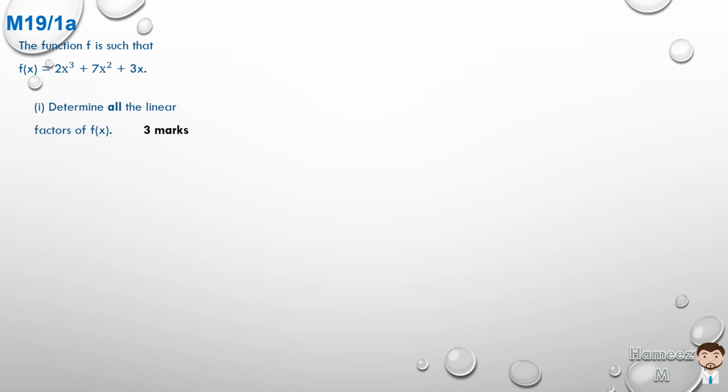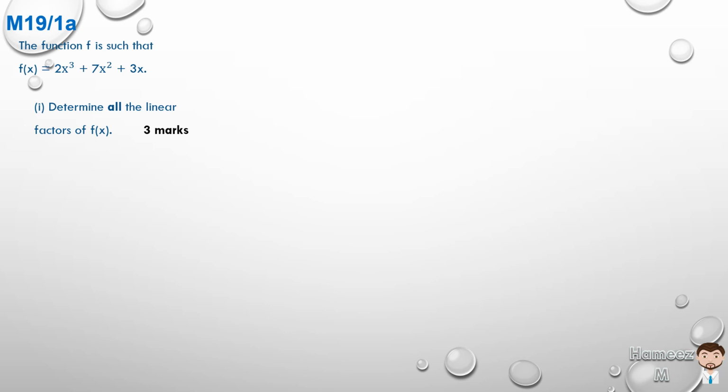May 2019, number 1a. The function f is such that f of x is equal to 2x cubed plus 7x squared plus 3x. Part 1. Determine all the linear factors of f of x.